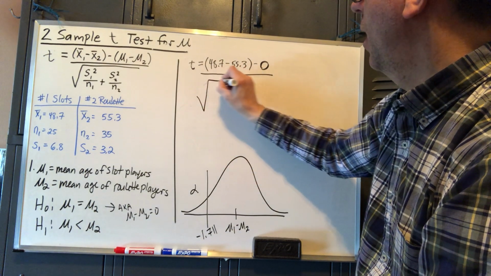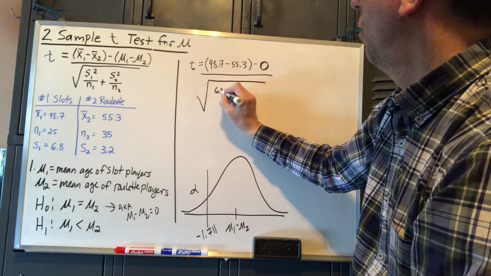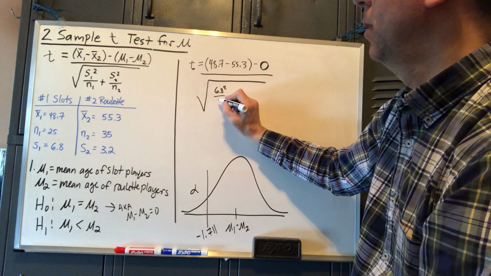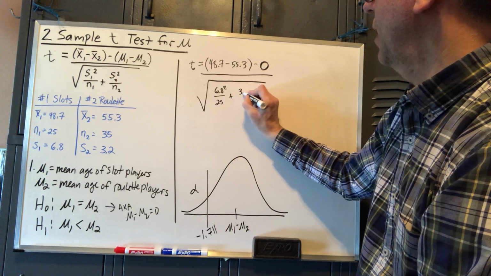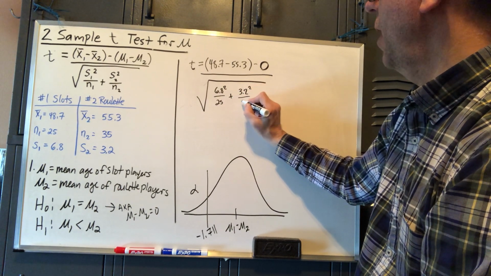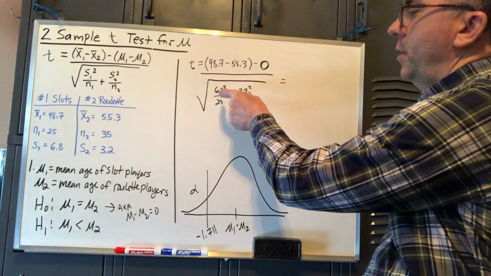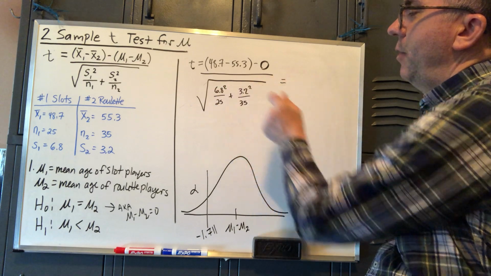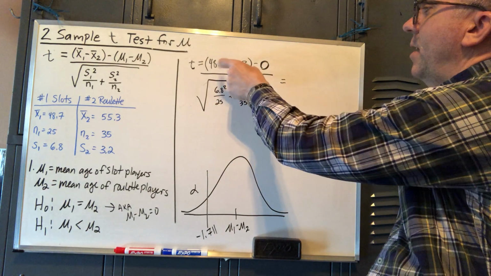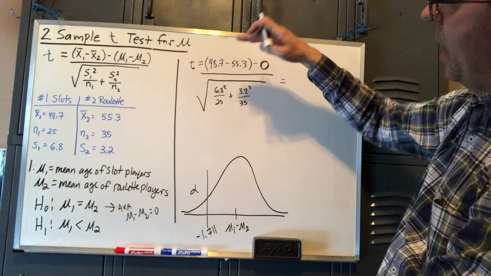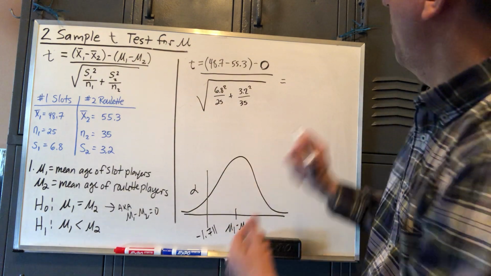Divided by, here we go, plug our numbers in. S1 is 6.8. We're going to square that and put it over 25. Plus 3.2, that's S2. I'm going to square that and put that over 35. I would do the squaring first, then divide by 25, add the two together, then take a square root, right? Get a single number. You can see that in my work. On the top, I would just subtract the 2. When I'm done, just take a single top number over a single bottom number, and we get negative 4.511.